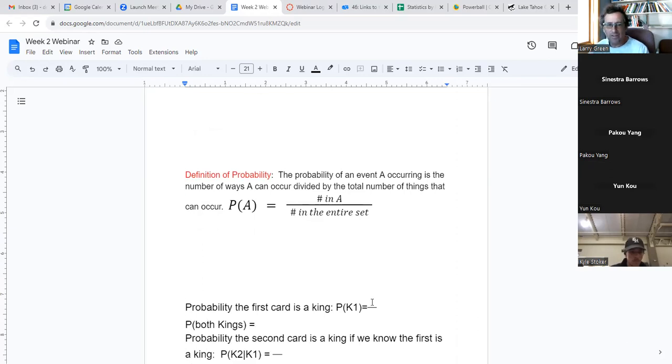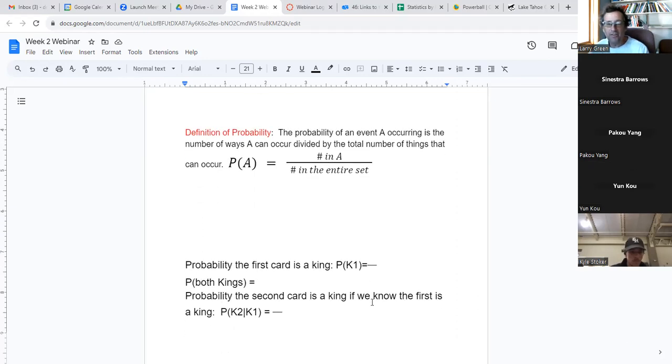Okay, so if there are no questions, we can do another example. And now what we're going to do is get them more and more complicated. So I'm going to mix the deck.